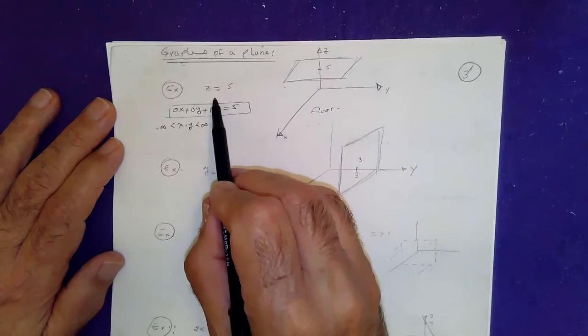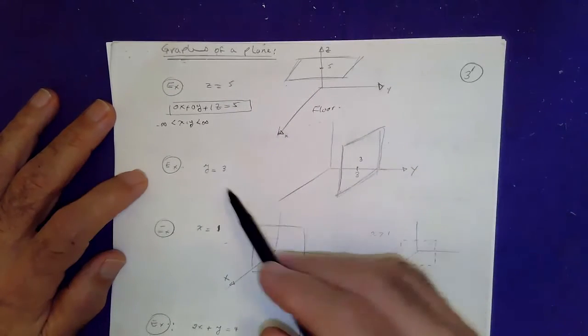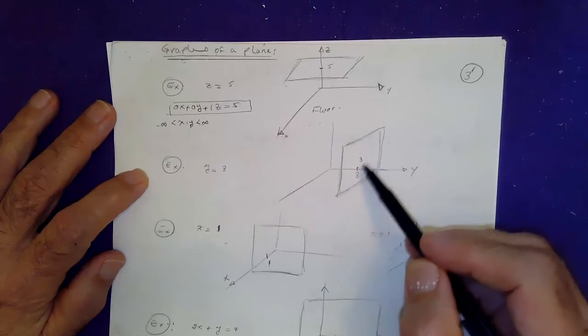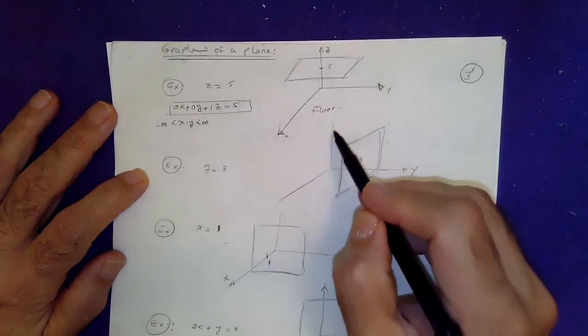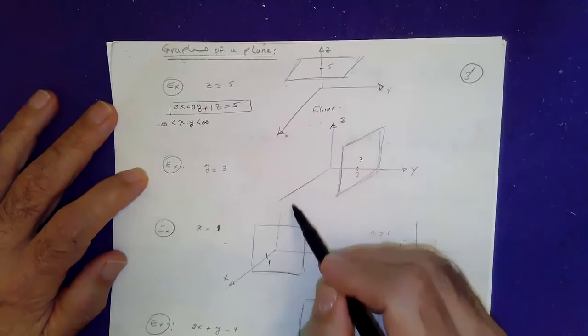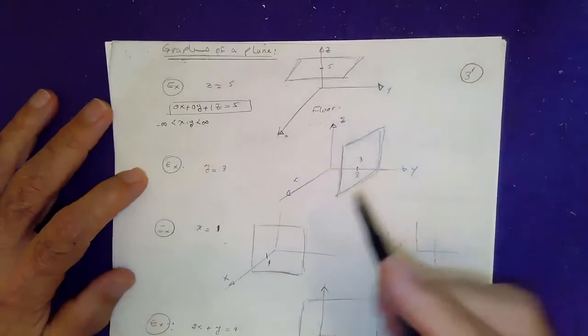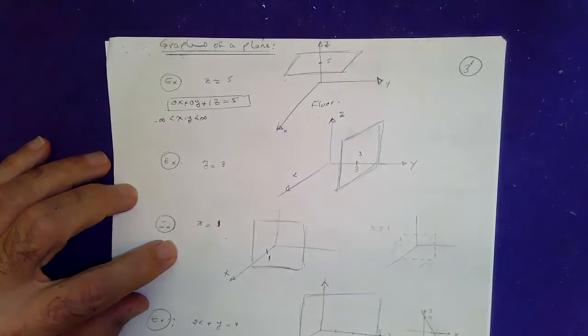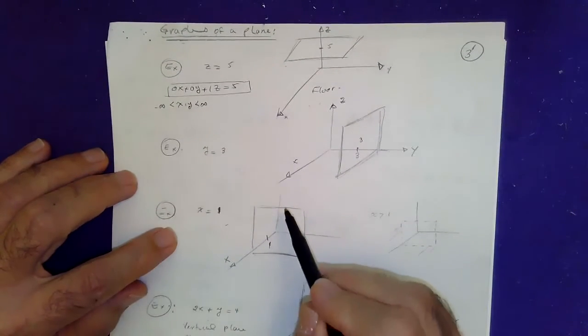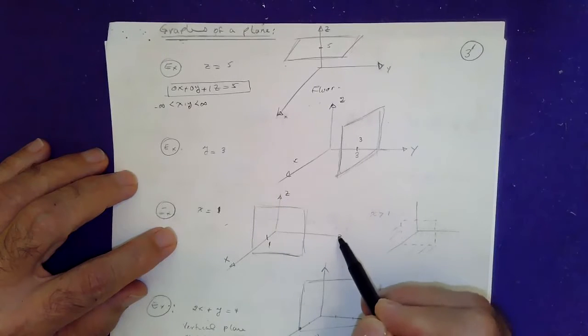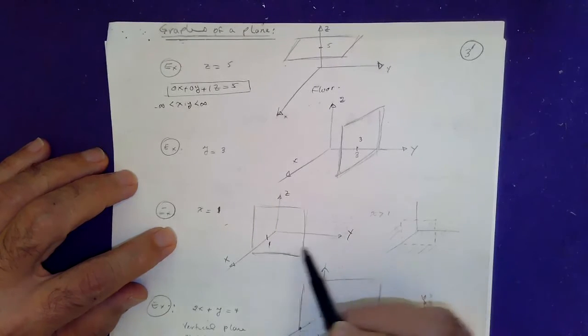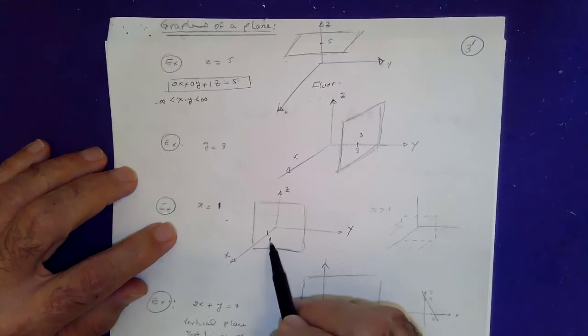Y equals 3 is perpendicular to the y-axis, but it's parallel to the XZ plane, so it's kind of like a sidewall. X equals 1 is the front, right? It's parallel to the YZ plane, is that right? But it crosses the x-axis at 1.